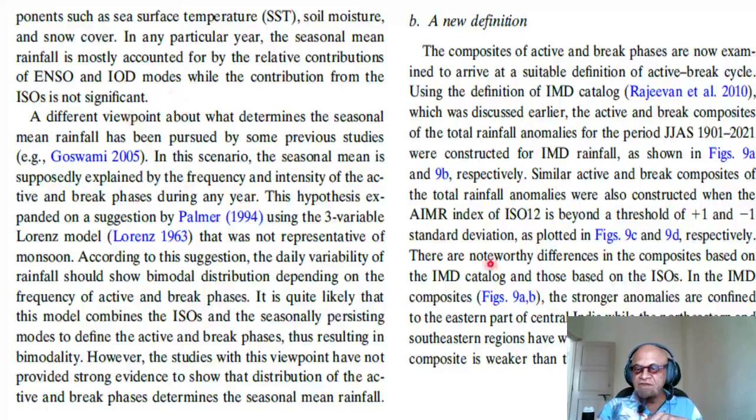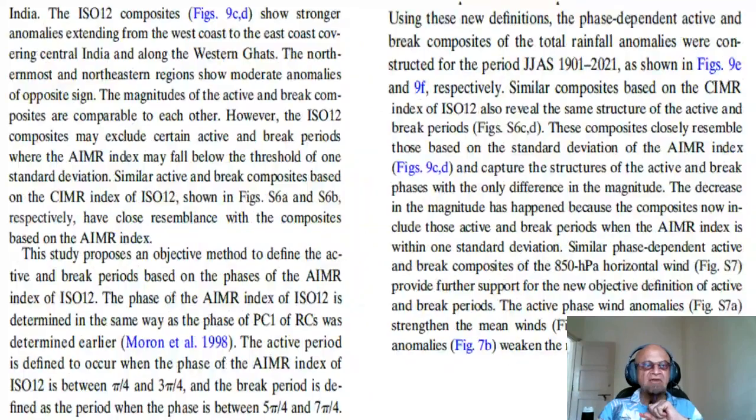There are noteworthy differences in the composites based on the IMD catalog and those based on the ISOs, as they do it here. In the IMD composites that we will look at, the stronger anomalies are confined to the eastern part of central India, while the northeastern and southeastern regions have weak anomalies. So IMD produces eastern central India, whereas the ISOs look at northeastern and southeastern regions as well. Further, the break composite is weaker than the active composite over central India.